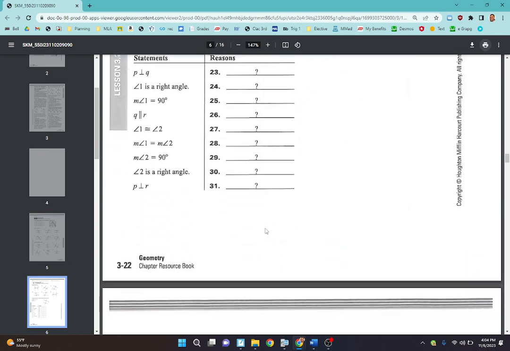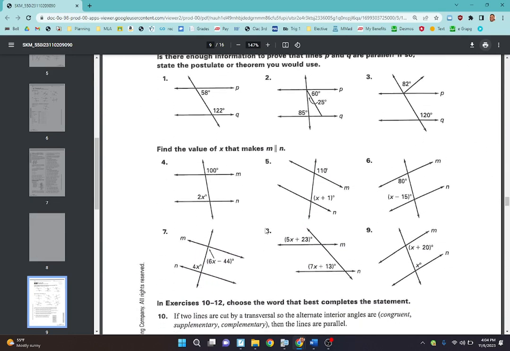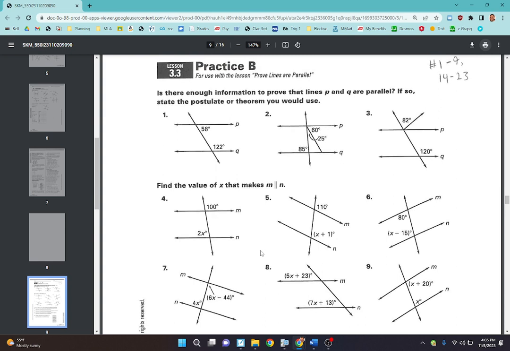All right, I'm moving on to 3.3. Jeremy, I know you had a question for 3.3. Which one? 1 to 3. I don't know how to find a. I don't understand how.